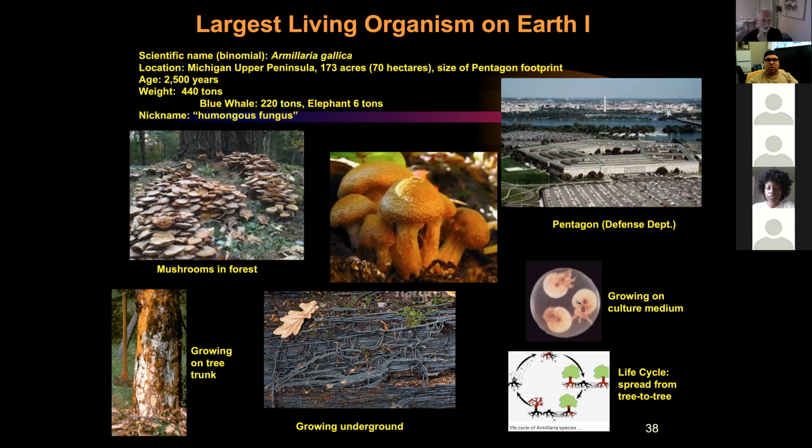So this is all one organism. Here you see part of the organism. It's a network of strands growing underground. And then when it wants to reproduce, it sends up these little mushrooms, which have inside the spores, the reproductive structures. Here's a close-up of the mushrooms. It's what it looks like growing in a petri dish. So this was touted for a long time as being the biggest organism on Earth. It's all one organism.